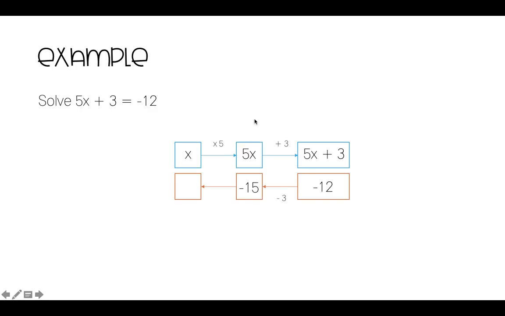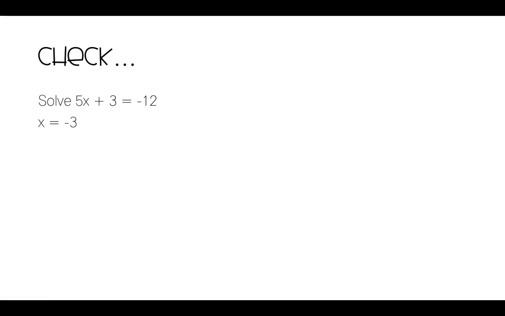And then we've got times by 5 here, which means we're going to divide by 5, which gives us negative 3. So x equals negative 3. So let's check it. So 5 times negative 3 plus 3. So 5 times negative 3 is negative 15 plus 3, which gives us negative 12. And we can see again that that's what we have on our right-hand side.